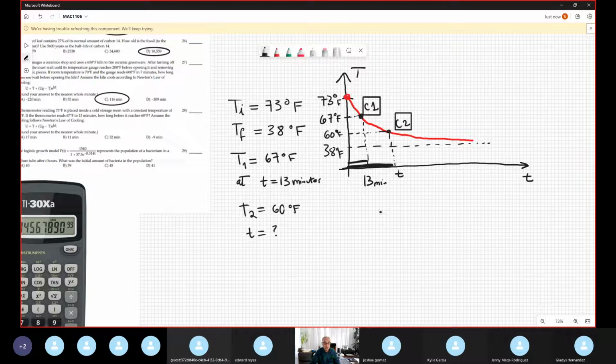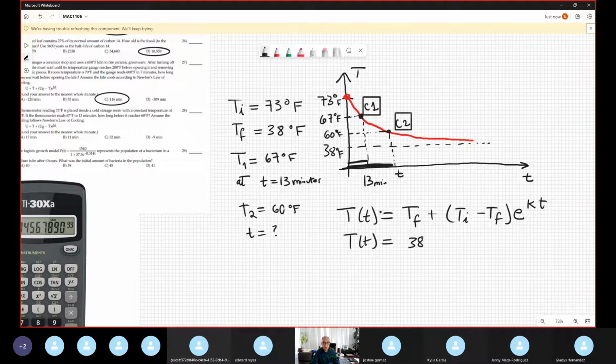Okay, now, the formula. What is the formula? The formula is easy. The formula is always the same. Temperature at any time is equal to temperature final plus temperature initial minus final, times e to the kt. In our specific problem, final is 38. Initial is 73. This is plus 73 minus 38 times e to the kt.